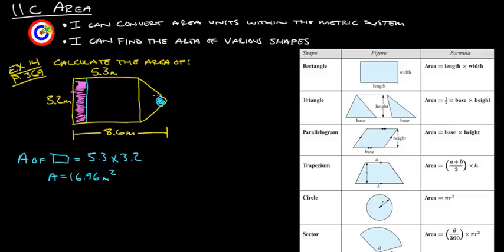square meters. And then we got to figure out the area of this triangle here. So the base is 3.2, and then the height of this triangle is going to be the difference between 8.6 and 5.3, right? Because if this is 5.3 and this whole thing is 8.6, the difference will be the height. So the height here is going to be 8.6 minus 5.3, which gives us 3.5 for the height, right? So the area of the triangle is going to be 1/2 the base, which we figured is 3.2, times the height, which is 3.5.